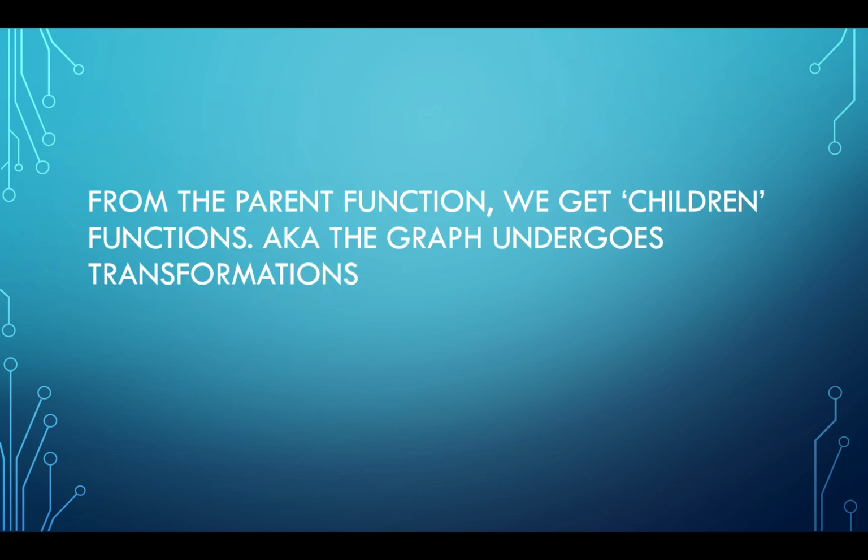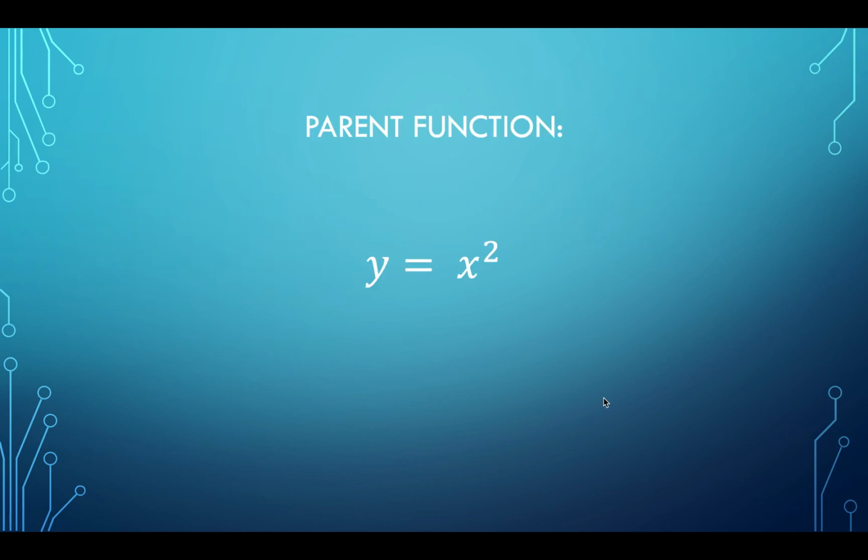So from the parent function, we're going to get what I like to call our children functions. These are the graphs that undergo transformation. You have this parent function, and we're going to add things onto this graph. We're going to throw some numbers in front of the x squared, add and subtract numbers, and throw a negative sign in front of the x squared. All of those are going to have meaning, so it's going to differ from this original graph.